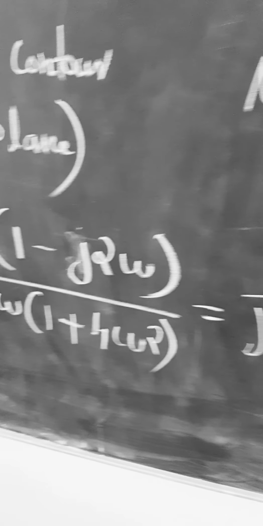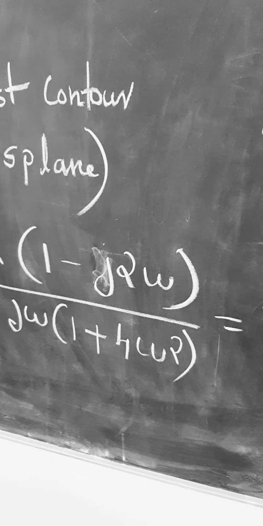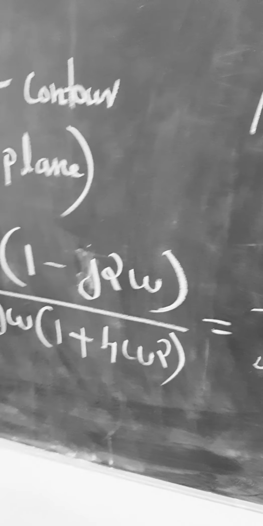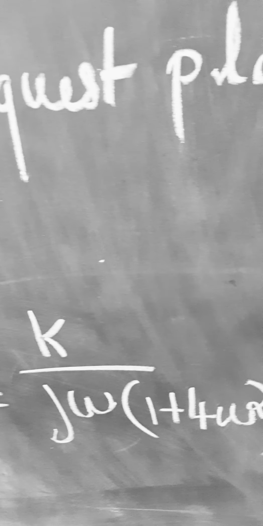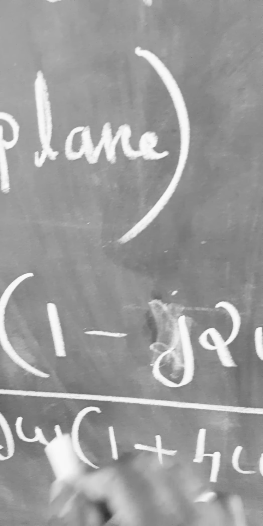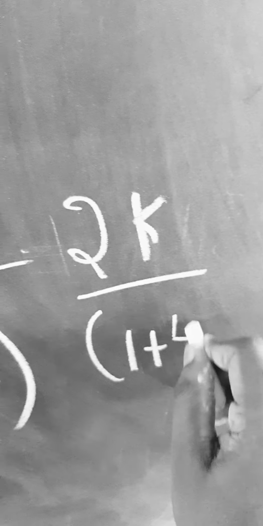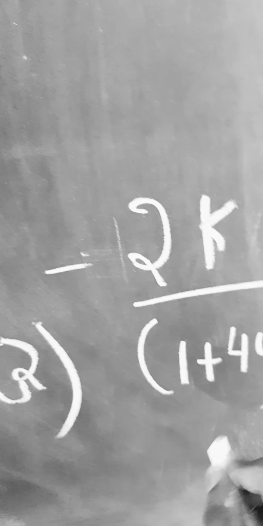Then k will be multiplied by 1 minus j 2 omega: j will cancel, omega will cancel, so you will get a minus 2k. So here when you are dividing, omega will be cancelled, j will cancel, so this is minus 2k divided by 1 plus 4 omega square. So I am getting like that.